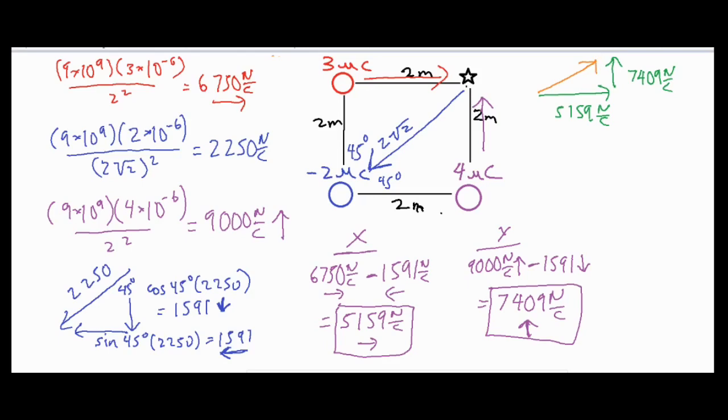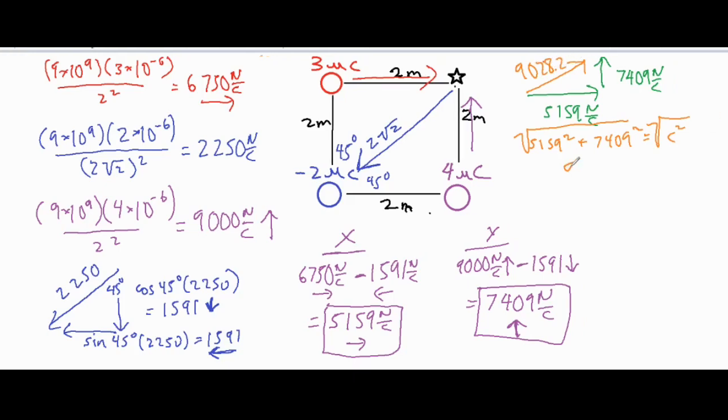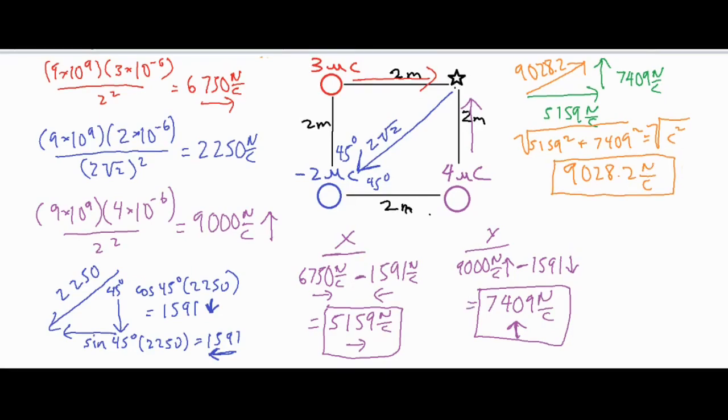If we go ahead and use the Pythagorean theorem, then it would be a squared plus b squared equals c squared, which is basically just square rooting both sides to get your value. Then we'll get our final component of our triangle, which equals 9,028.2. Now that is our final net electric field.